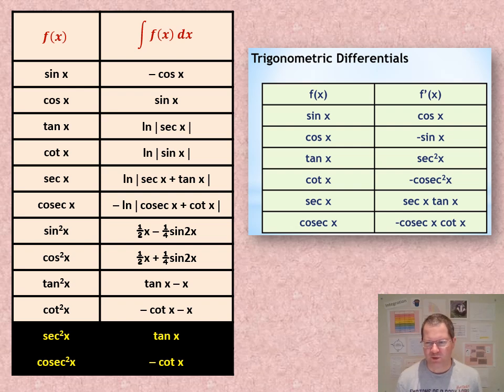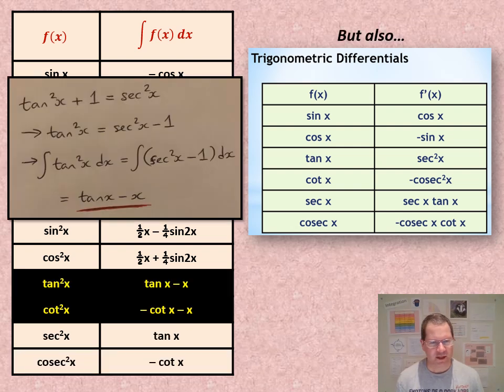Now, we've met this table top right before, the trigonometric differentials. So if we know that the differential of tan x is sec squared x, that implies that the integral of sec squared x is tan x. And similarly, if we know the differential of cot x is minus cosec squared x, because it begins with a c, then we know that the integral of cosec squared x is minus cot x.